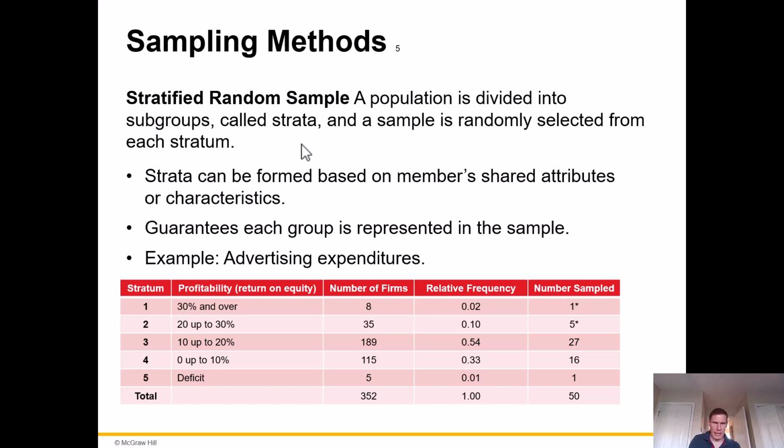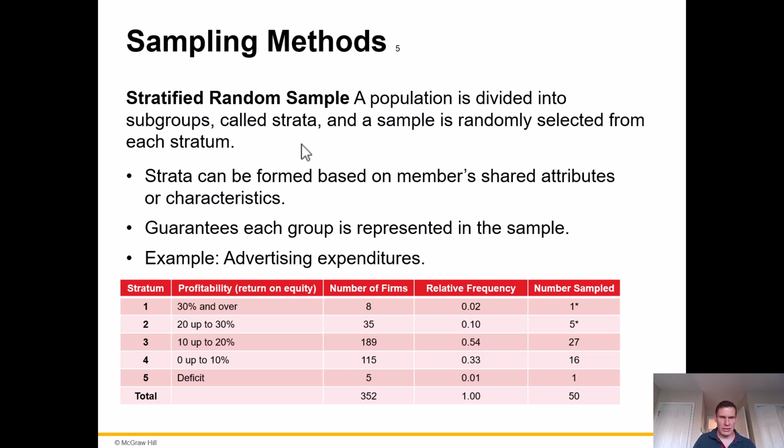All right, so let's talk a little bit about a stratified random sample. A population is divided into subgroups called strata, as we said before, and a sample is randomly selected from each stratum. Strata can be formed based on members' shared attributes or characteristics. The example I was just giving you could be people in different tax brackets, based on earnings. Those would represent the strata. It guarantees that each group is represented in the sample because there are going to be people from every one of those tax brackets.